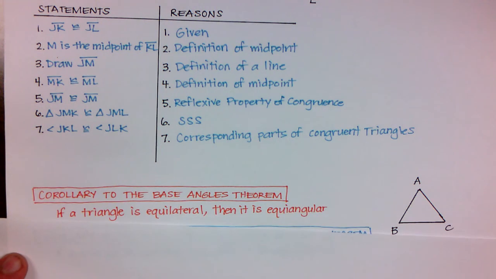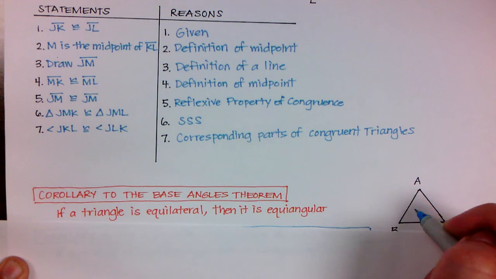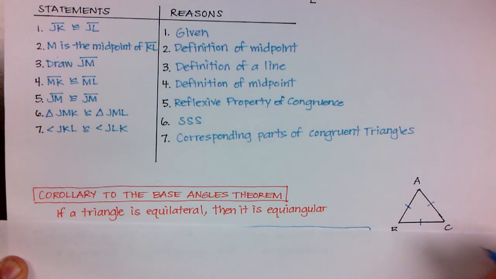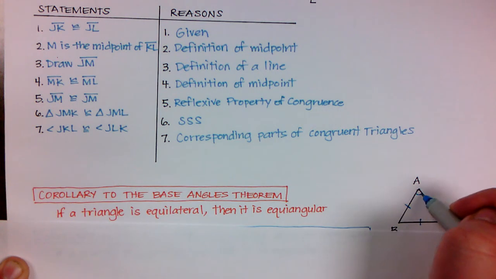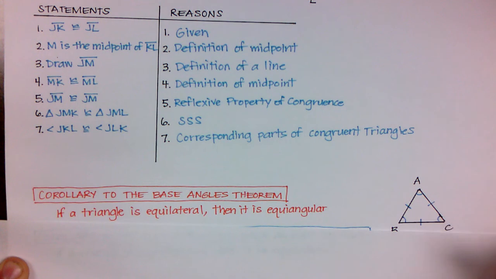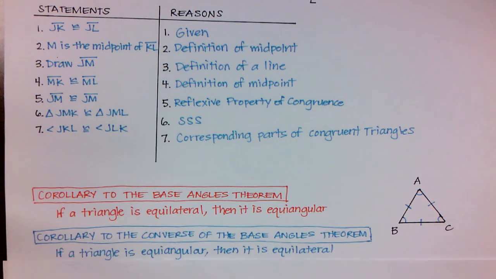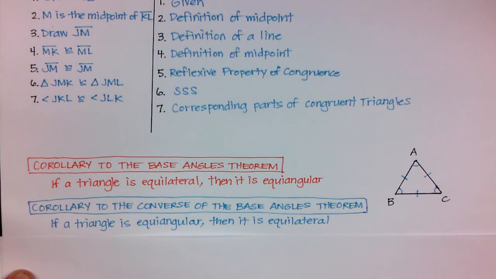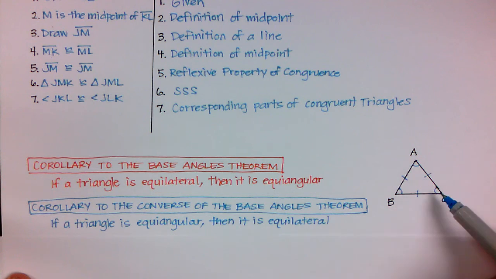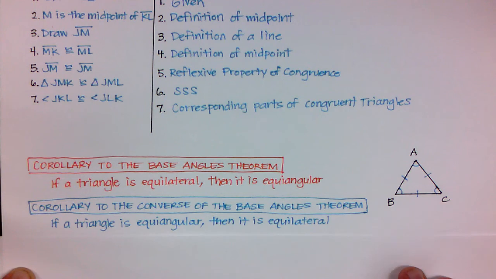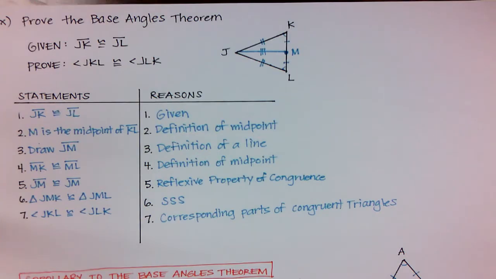Okay? So for instance, if I have triangle ABC, and I know that it's equilateral, meaning that all three of the sides are the same, well, I could prove that this triangle would also have three angles that are exactly the same. And then there's also a corollary to the converse of the base angles theorem. If a triangle is equiangular, then it is equilateral. So if I know all three angles are congruent, then I can also claim that all three sides are congruent as well. So we're going to end with two examples now.